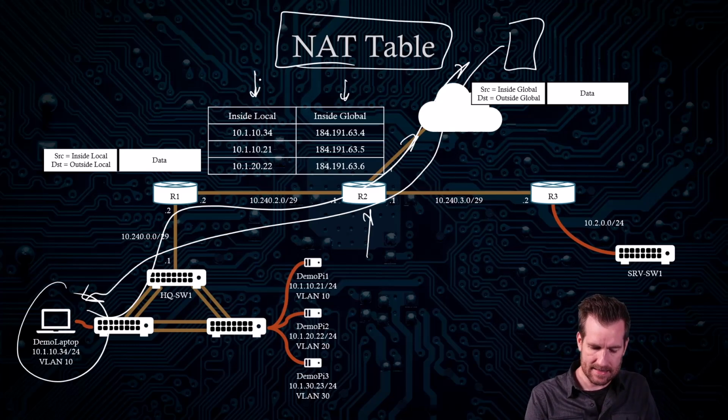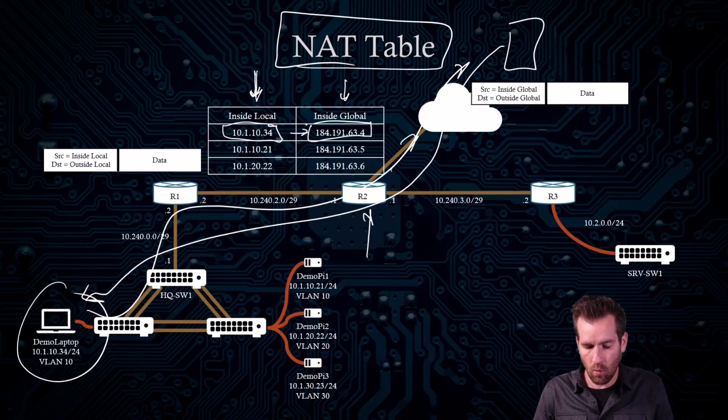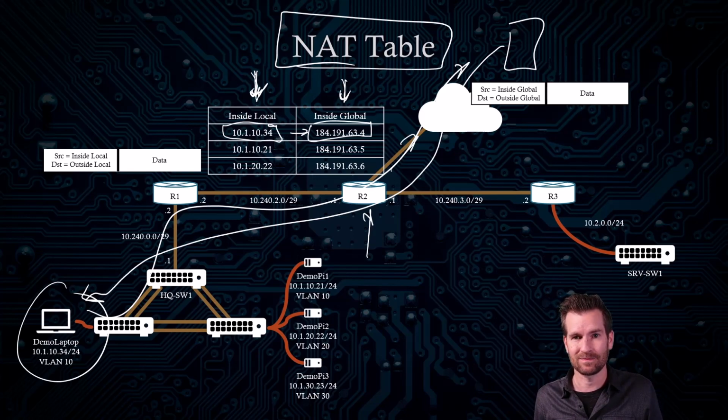And what it does is as it's heading out, it records the machine and the IP address that it's using. So in this case right here, it's translating from 10.1.10.34 to 184.191.63.4. So that's translating from the inside local to the inside global address.